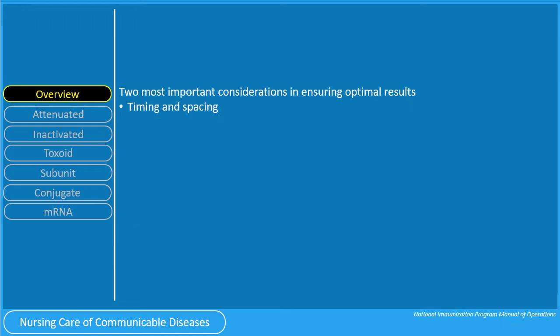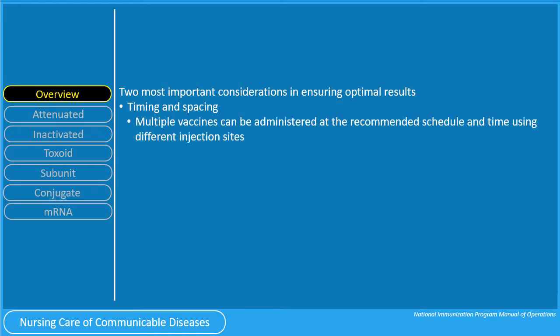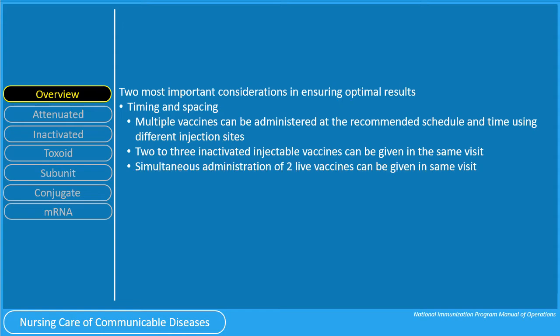According to the National Immunization Program Manual of Operations, the two most important considerations in ensuring optimal results are timing and spacing. Multiple vaccines can be administered at the recommended schedule and time using different injection sites. Two or three inactivated injectable vaccines can be given in the same visit. For example, Penta and IPV can be given at the same immunization schedule at different injection sites.